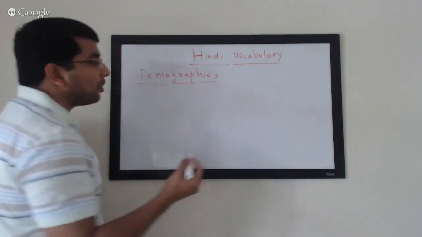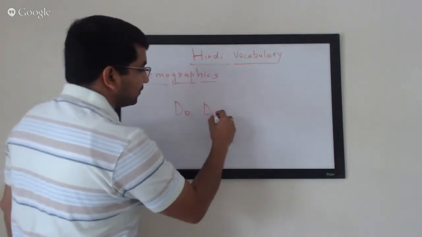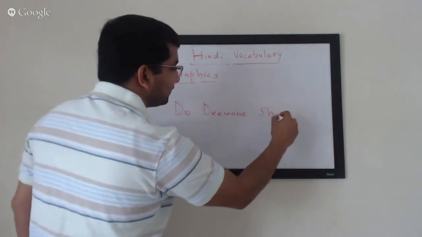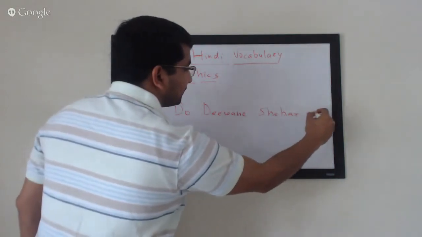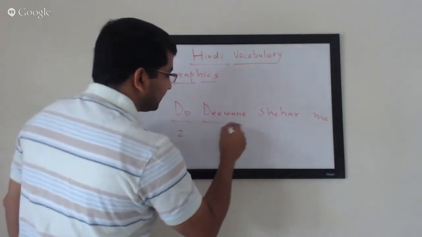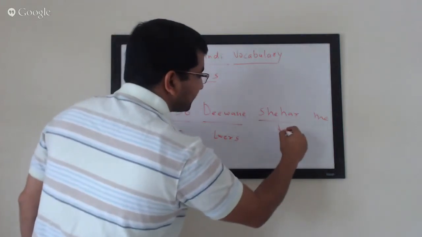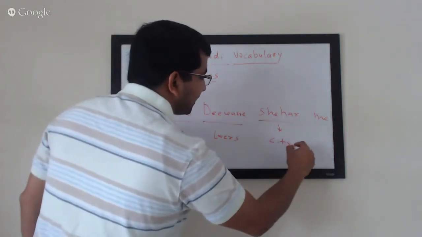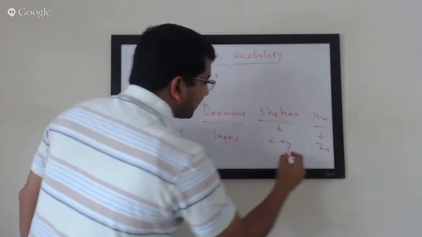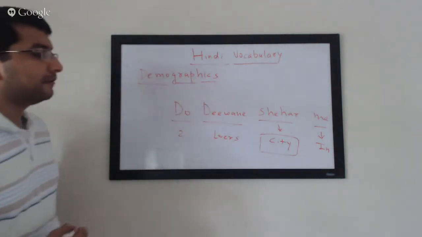Right. So the song itself says do, which means two, Deewane, which means lover, and then the third word is shahar mein. So it's two. It's basically lover. Shahar means city, and then mein means in, and that's what prompted me to discuss the demographic related vocabulary.